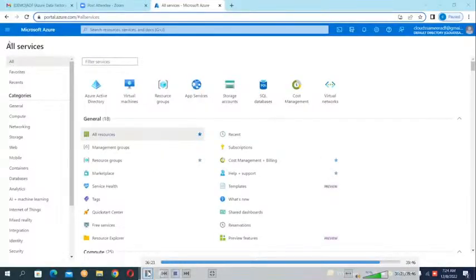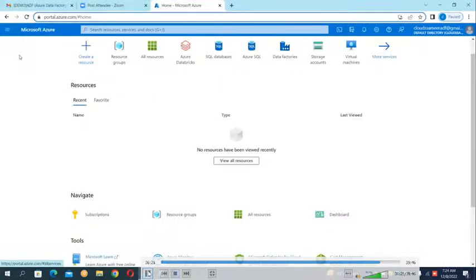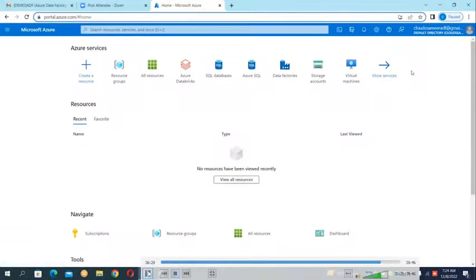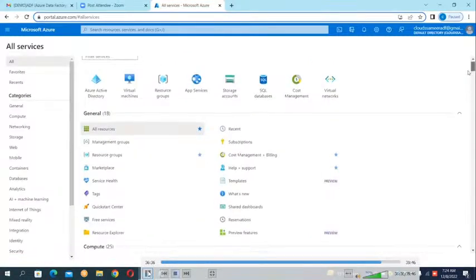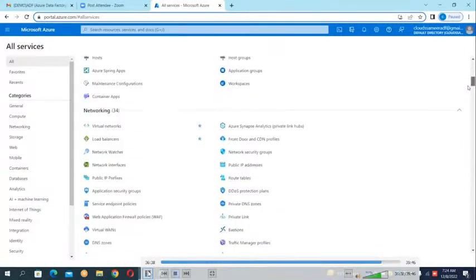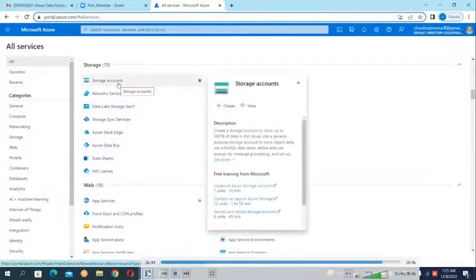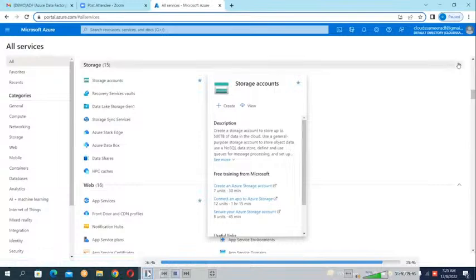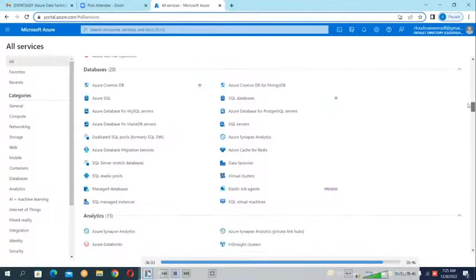Okay, everyone, just have a look here. This is portal.azure.com. This is your portal, and on this we are going to work. Click on more services. Now, guys, can you see here? These are some of the storages, and these are also storages.